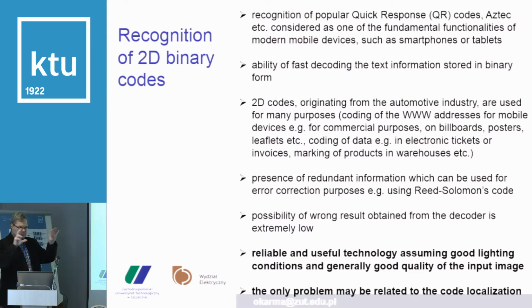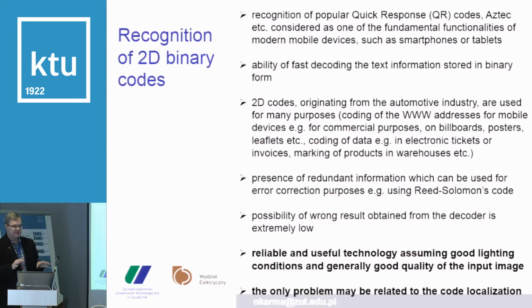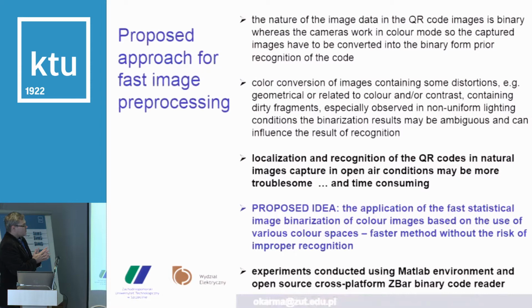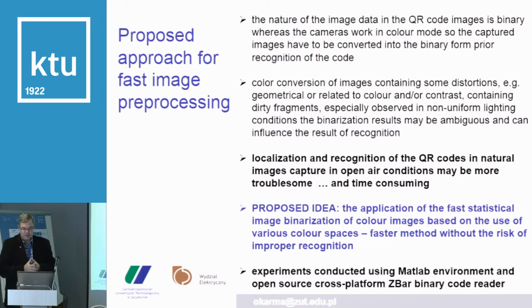And the second problem is how to binarize the natural image in order to preserve the necessary information. So the nature of data is binary, but the cameras do not work in binary mode. So we have the color image as the input. So the first step should be conversion to grayscale and then to the binary form. It can be done in various ways because we can apply different color spaces, different methods of color to gray conversion, and various binarization algorithms.